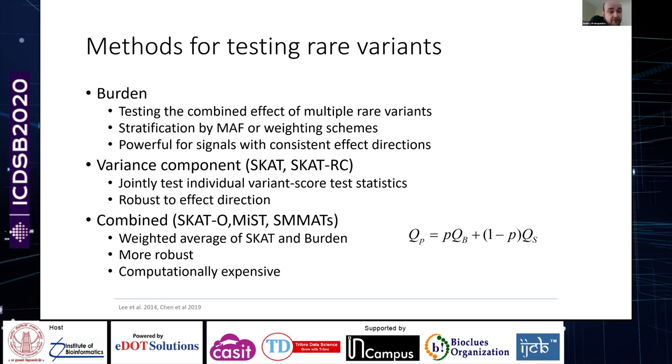And then there is also a group of combined tests, which try to combine the advantages of the burden and the variance component tests by computing a weighted average and exploring the space of weights for those two tests. Those tests are more robust, but they also come at a computational cost.